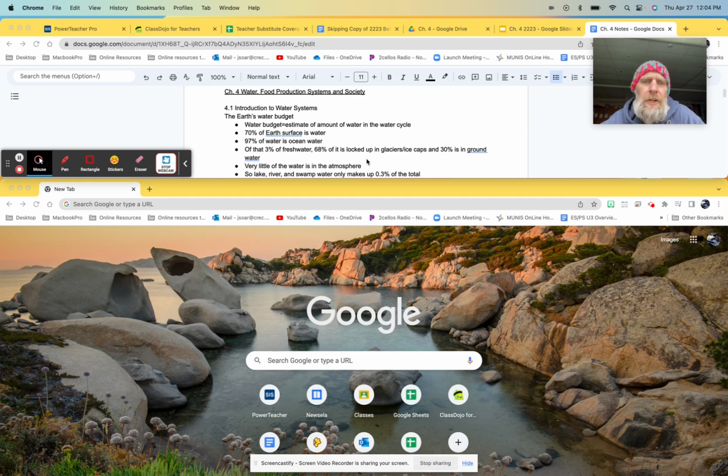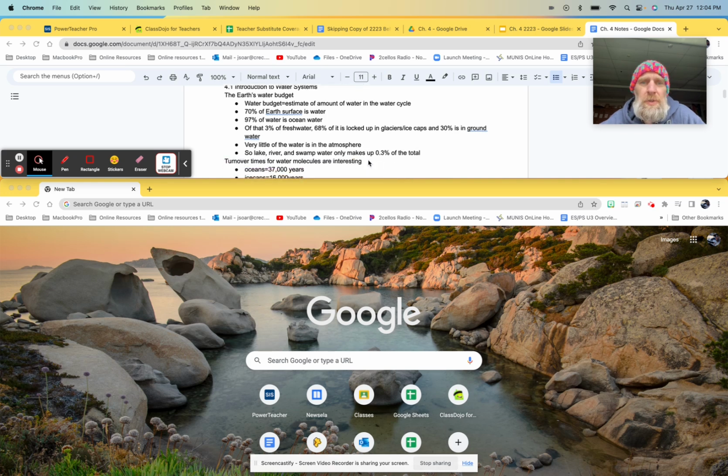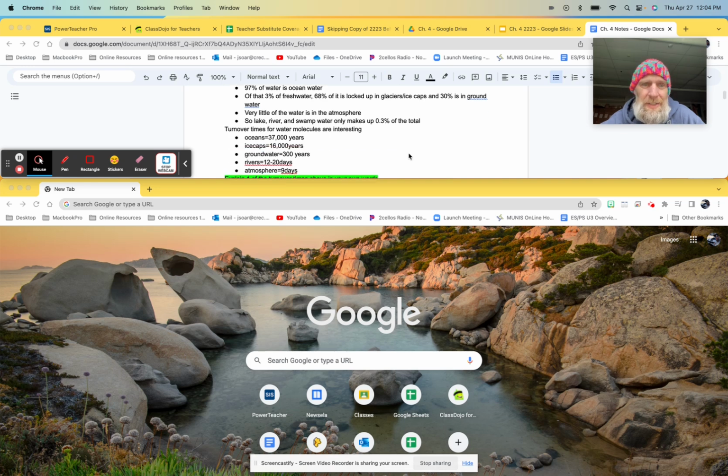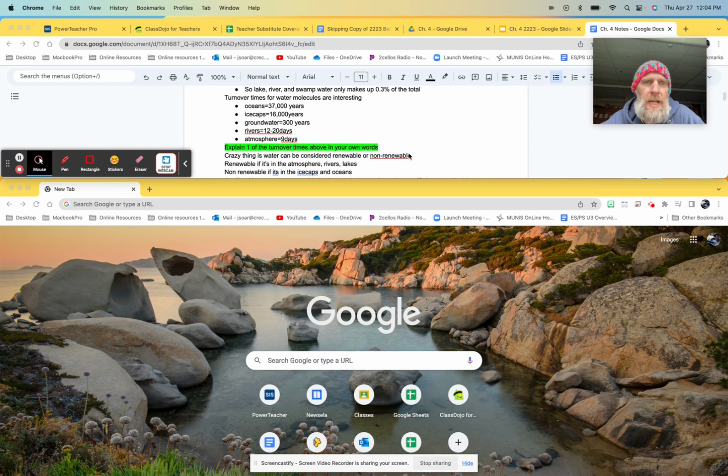Very little of the water is in the atmosphere. All right. So lake, river, and swamp only make up 0.3% of the total. So what you see in your local lake, river, swamp is 0.3% of the Earth's total water. Crazy, right? Turnover times for water molecules are interesting. Oceans, 37,000 years. Ice caps, 16,000 years.